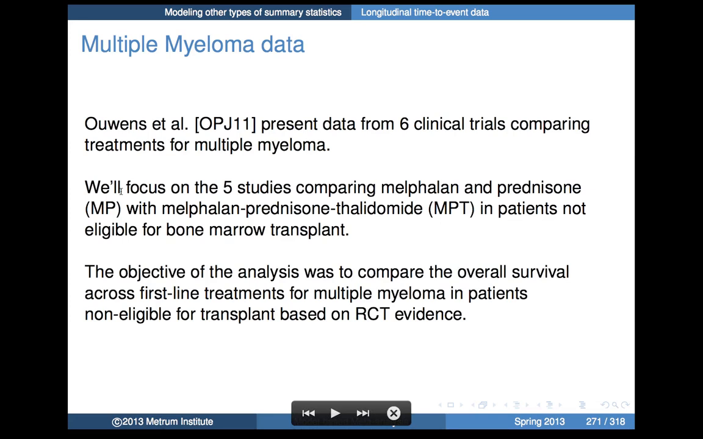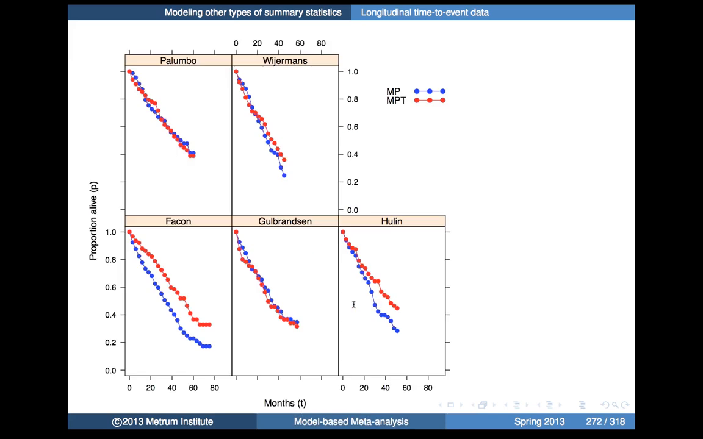And all of these 5 studies were conducted in patients that were not eligible for bone marrow transplant. And the objective of their particular meta-analysis was to compare the overall survival, so that's our endpoint, across first-line treatments, that's MP and MPT, in patients that were not eligible for transplant based on randomized controlled trial evidence. So this is giving us, as we talked about early on with the PICO, the population, the interventions, and the outcomes.